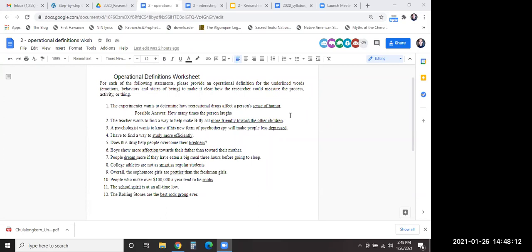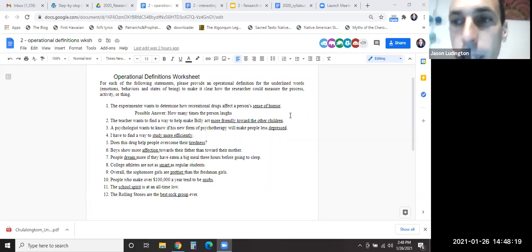Number 12, best rock group. You could compare how much they sold their albums compared to other groups or bands. Very good. Number of albums sold. That's a great operationalization.